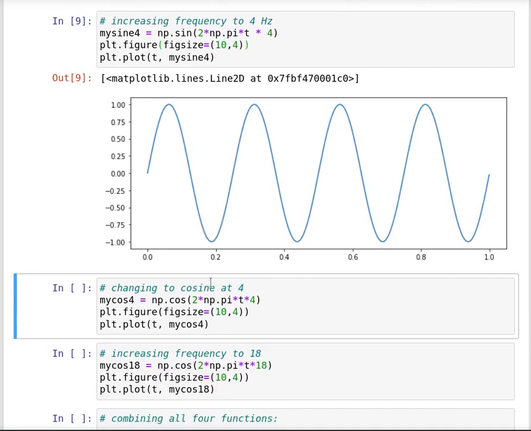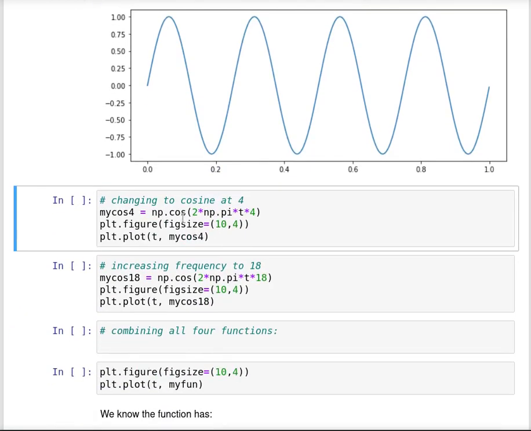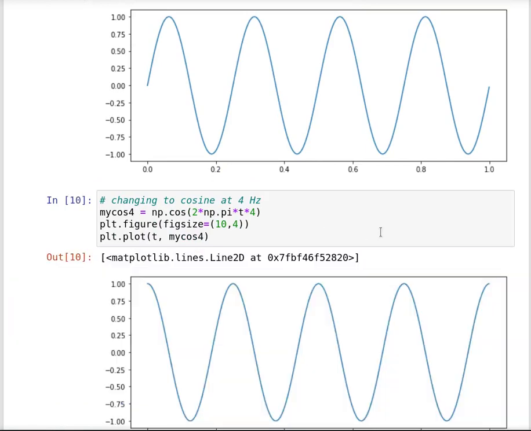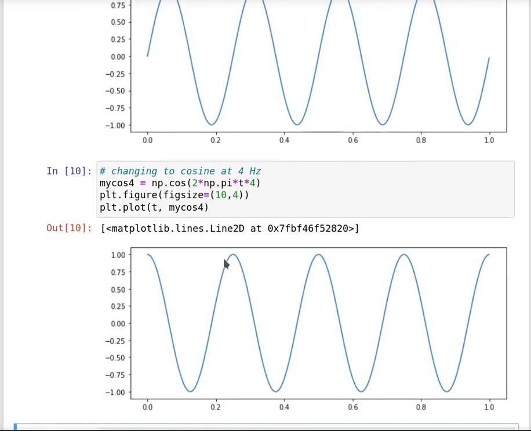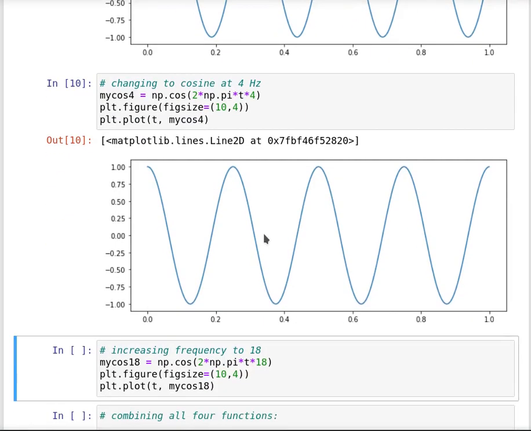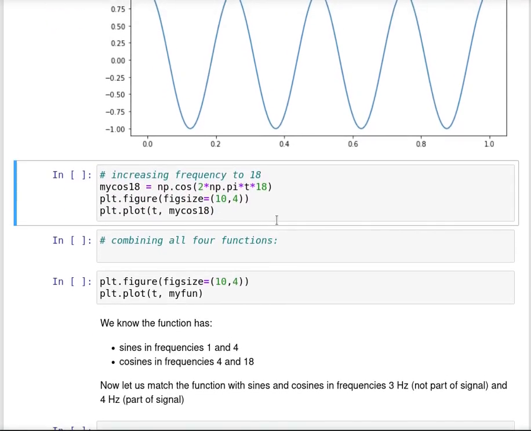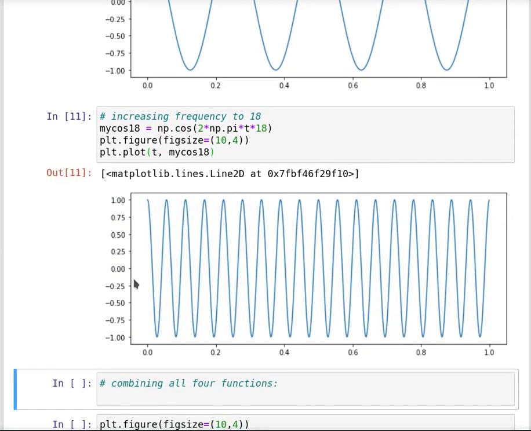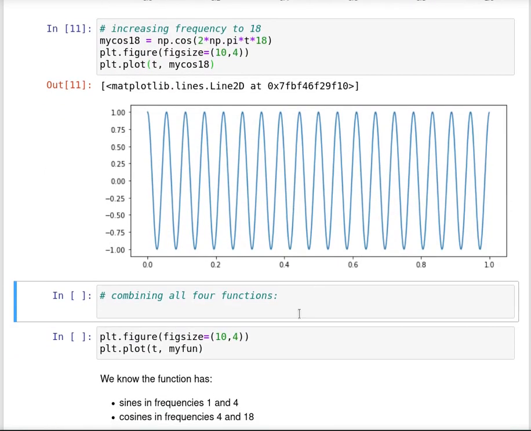I'm going to change the periodic function to the cosine, also at 4 hertz. As you can see, we have 4 repetitions of the same pattern. However, it is shifted with respect to the sine function. And as a matter of showing you another example, I'm going to show also with 18 hertz. As you can see, the amount of oscillation is much higher.